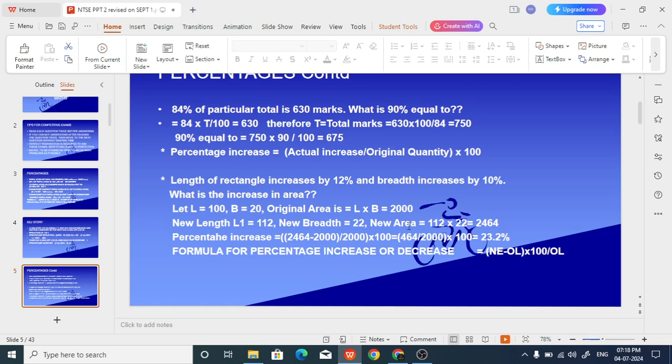Okay, let's go to some other example. 84% of a particular total is 630 marks. What is 90% equal to? There is some total marks, we don't know how much. Out of this, 84% is equal to 630. Then what is 90% of the total?